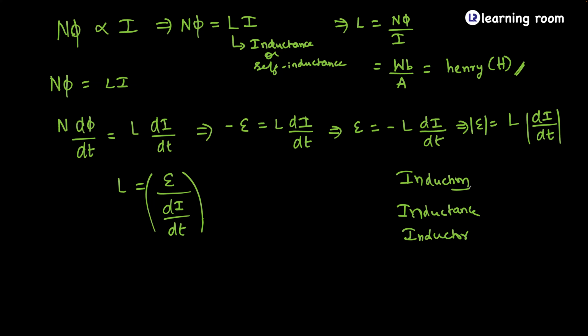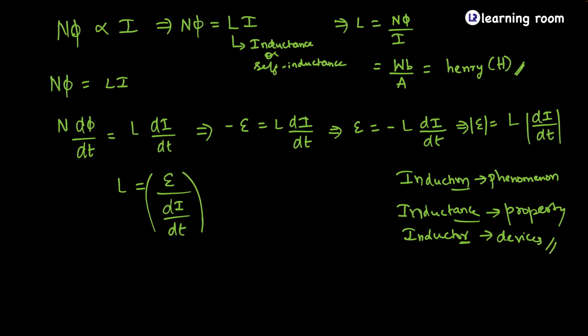Anything that ends with ION is a phenomenon. So induction is a phenomenon or a process. Anything that ends with ANCE is a property. For example, we have resistance, capacitance. Those are all the properties of materials. Anything that ends with OR is going to be the device itself. Resistor, capacitor, inductor. These are all the devices.